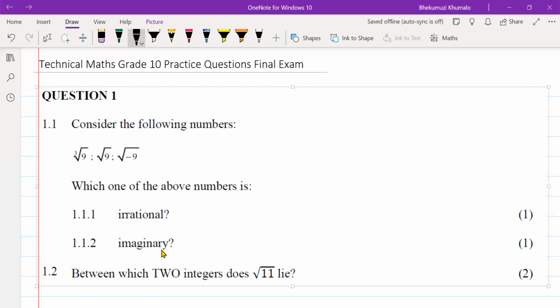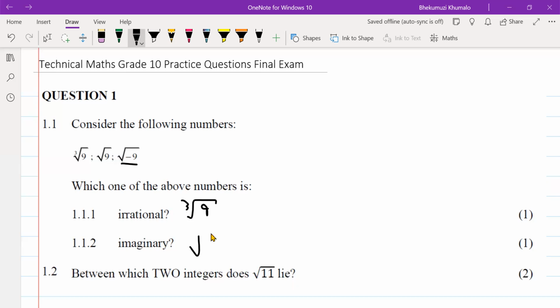So the only clear option that we have that is irrational in this case would be cube root 9, right? So that's cube root of 9. And basically that would be the answer there. So when we're talking about imaginary, remember, it's another word for calling it a complex number. So a complex number would be just square root negative 9. Okay, so it's square root negative 9 and cube root 9.